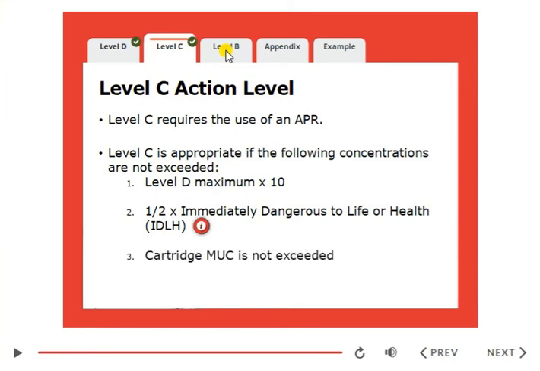The third way to identify if Level C is appropriate is as long as the materials you expect to encounter do not exceed the APR's cartridge's MUC. If any of these values are exceeded, then Level B protection is required.